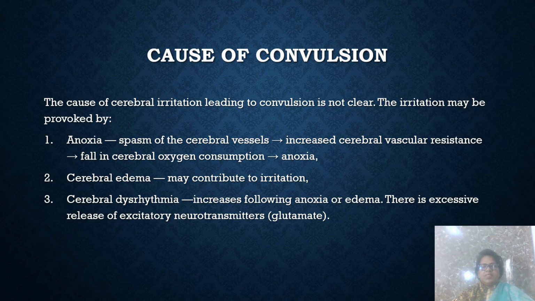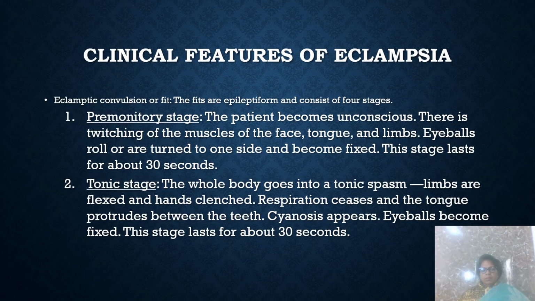Then cerebral dysrhythmia increases following anoxia or edema. There is excessive release of excitatory neurotransmitters like glutamate. So cerebral dysrhythmia can also occur. Because of anoxia and cerebral edema, more excitatory neurotransmitters are produced, and because of these excess excitatory neurotransmitters the patient can develop convulsions. These are all assumptions. Now we'll see the clinical features of eclampsia.